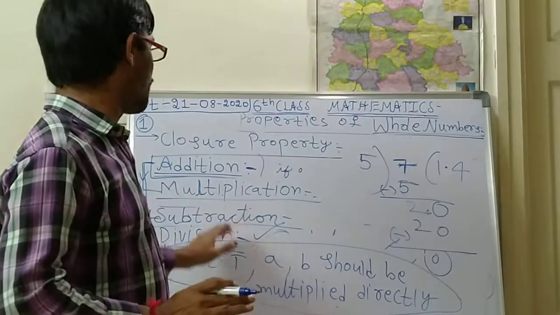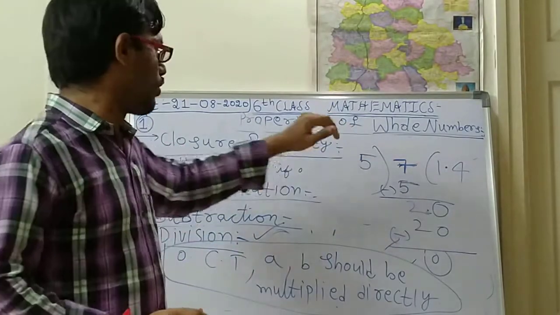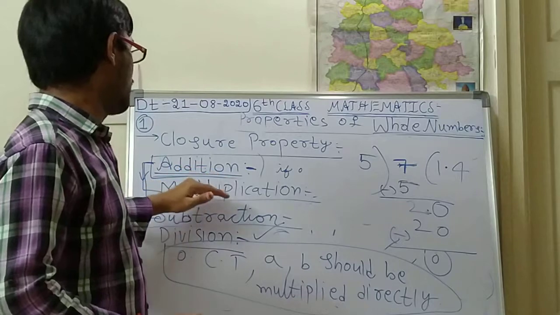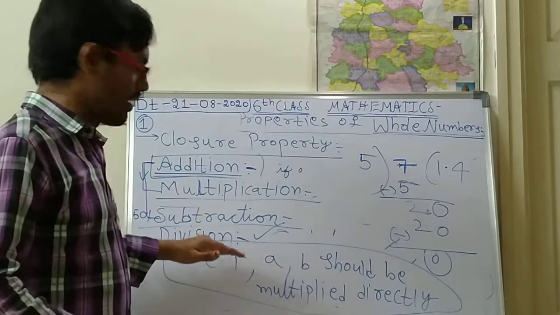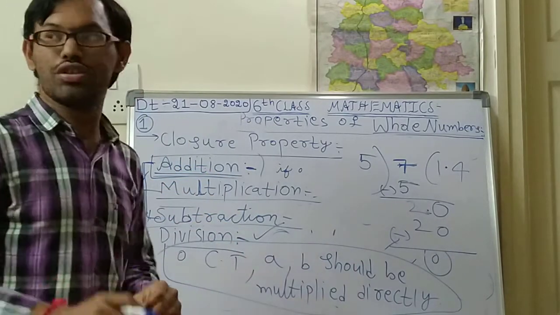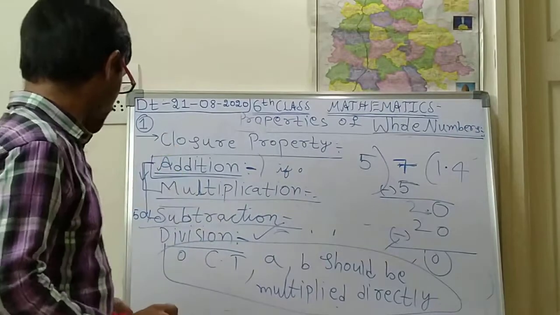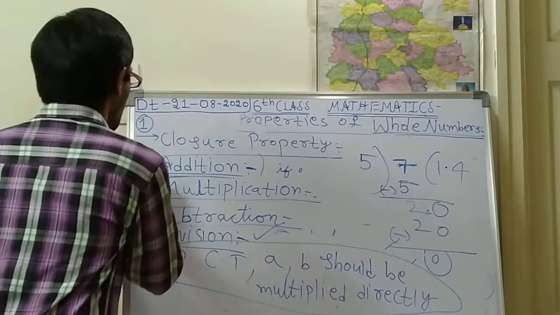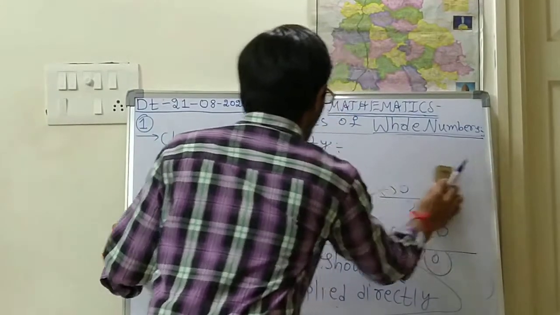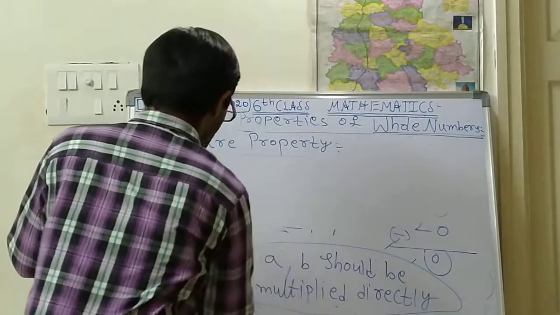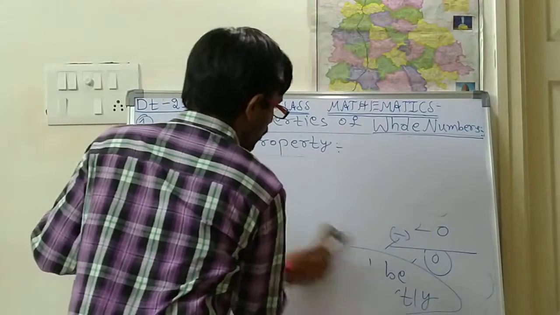Okay, so this is about the closure property of whole numbers under addition, multiplication, subtraction and division. I hope you are understanding very easily. Now we shall go on with some problems regarding this property.